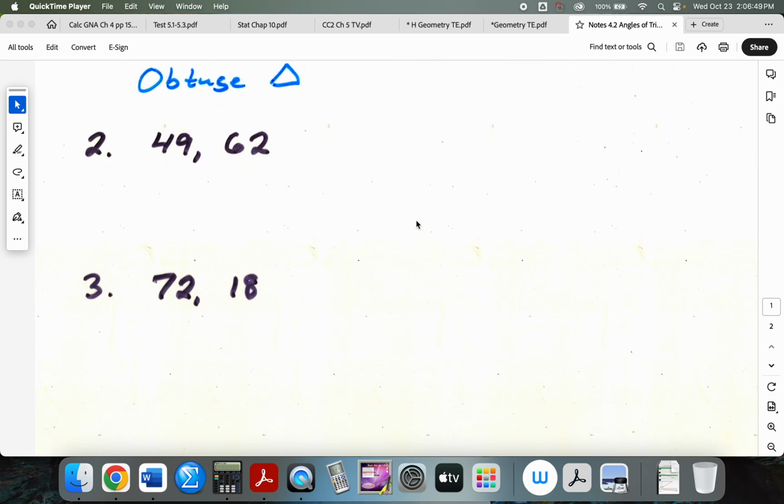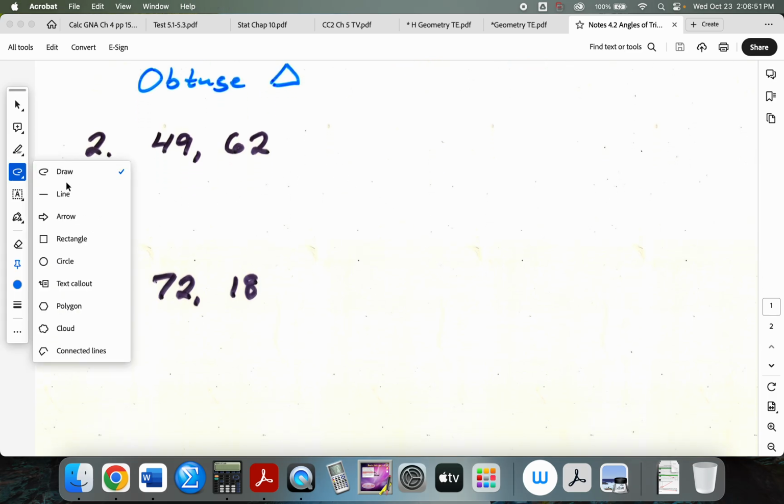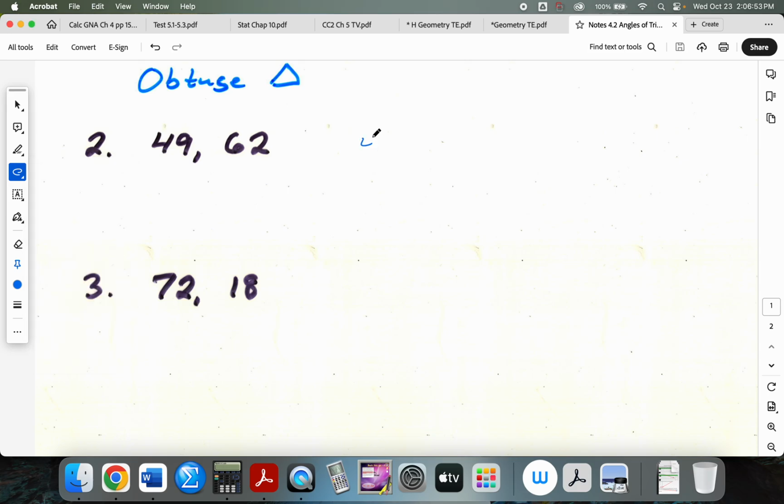So let's try this one. Hopefully you've already done this, but let me go through it real quickly. It'll be 49 plus 62 is 111 from 180. That's 69 for the last angle. What kind of angles are all of these angles? Acute. So this is an acute triangle.